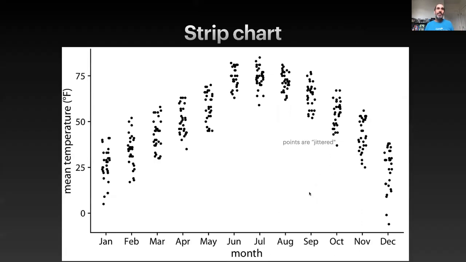Another variant of looking at this is to just look at the raw data itself in a way where the points are jittered. So again, we're adding some noise in the x direction so that the points aren't all falling on top of each other. And this is often called a strip chart. And so now we're not calculating any sort of summary at all. We're looking at the raw data and using the density of the data visually to understand how variable things are.